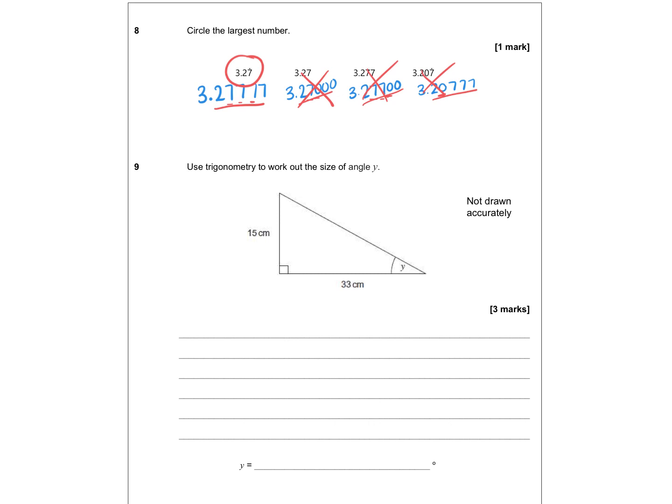All right, and question 9, good old trigonometry. They're even so kind as to tell you that you're definitely going to have to use trigonometry in this, which is very nice of them. So use trigonometry to work out the size of angle y. All right, first thing we need to do is label this triangle.